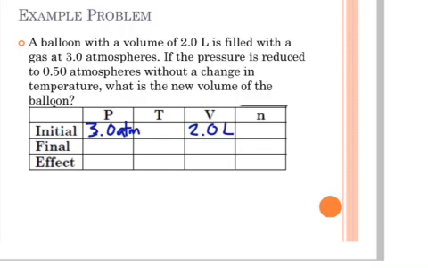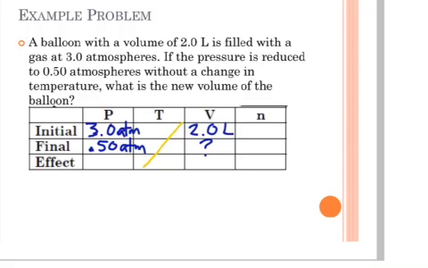It says the pressure is changed. Okay, so it's gone from the initial conditions to the final conditions. It's changed to a half an atmosphere, 0.50 atmospheres, without a change in temperature. Alright, well that means we don't need the temperature column in this problem. And it says, what is the new volume of the balloon? So this is the block that I don't know.